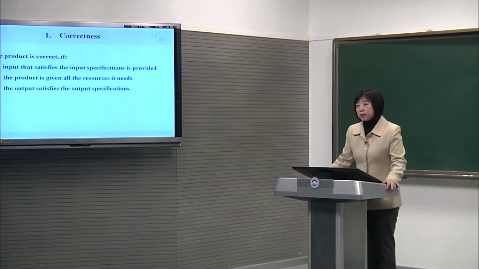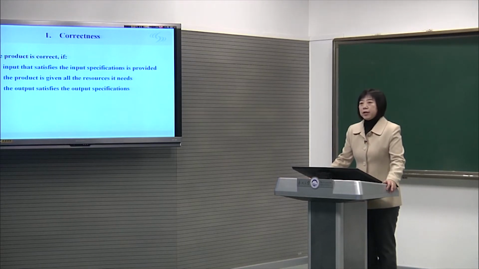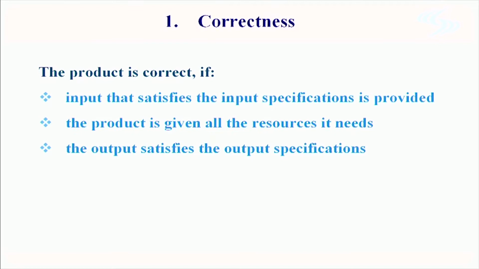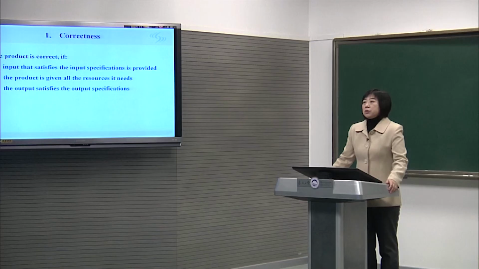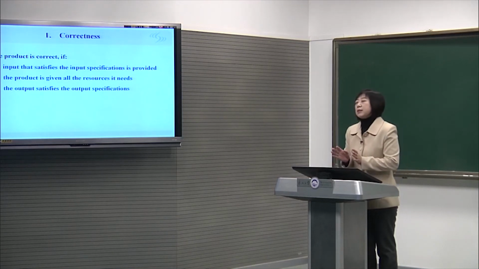Okay, first, correctness. The product is correct if input that satisfies the input specifications is provided, and the product is given all the resources it needs, and the output satisfies the output specifications. So if all these three are satisfied, then we can say that the product is correct. Surely, the first thing that a software product should guarantee is that it is correct. We cannot imagine that the output is wrong, right? So the first point, correctness.